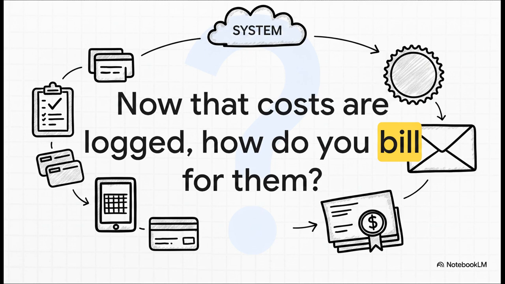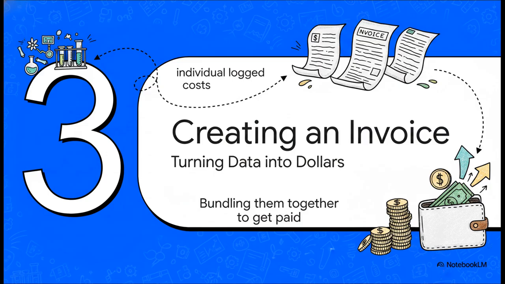Okay, so we've carefully recorded all our activities. They're all lined up and ready to go. The next logical question is, how do we actually turn these records into a bill we can send to the sponsor and get paid? Let's hop over to the Invoices tab. This is where we take all those individual cost items we just logged and bundle them together. This is where we turn that data into dollars.